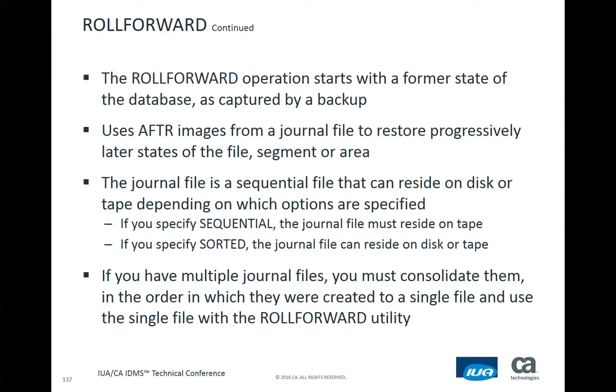Now, if you have multiple journal files, they have to be consolidated into a single file. So before you roll forward, take the journal files that are going to be involved with the process and run them through an IBGener, concatenating them into a single file, and you put them in the order that they were created as input into the IBGener or some other similar utility.